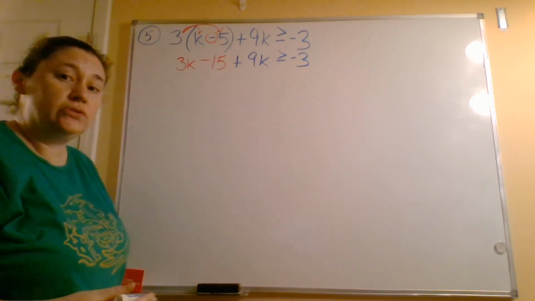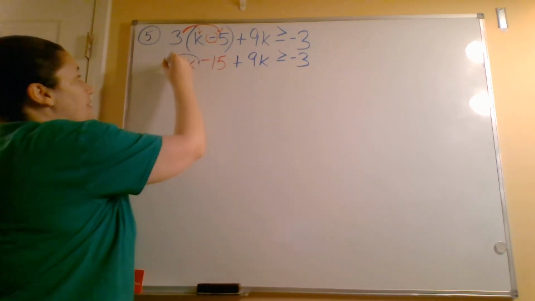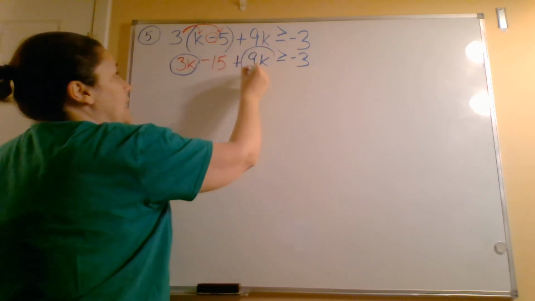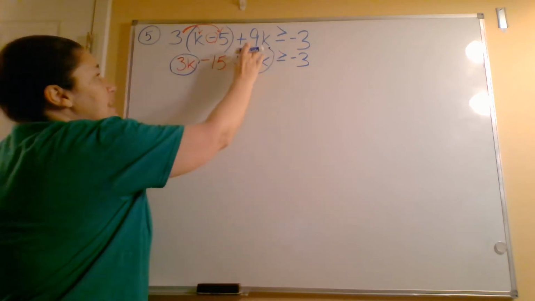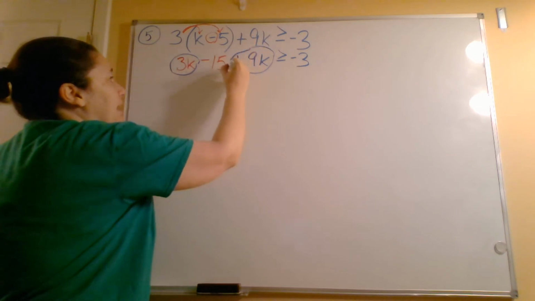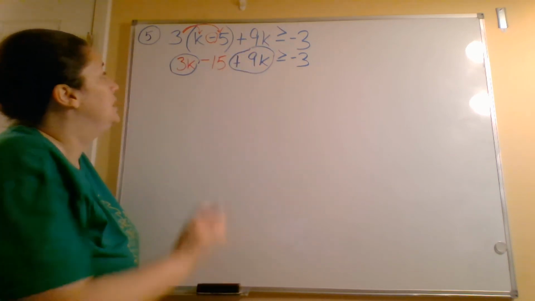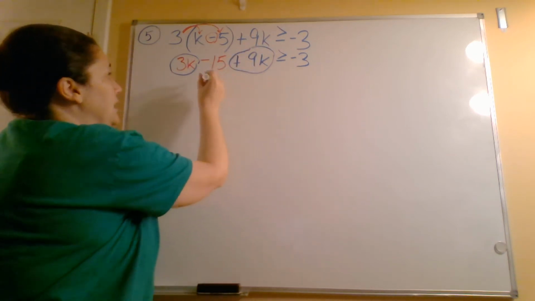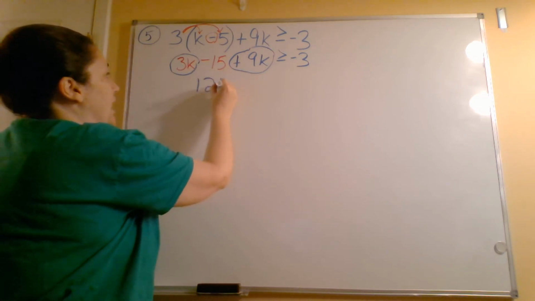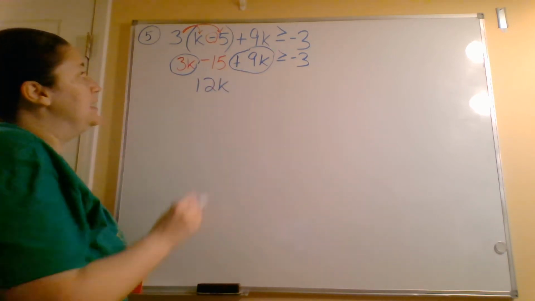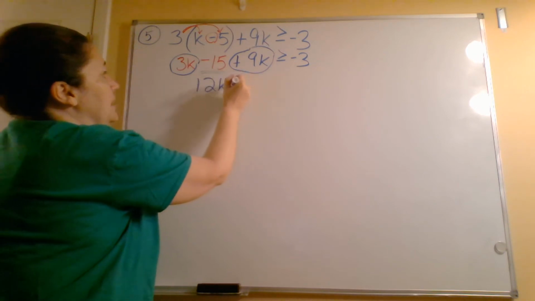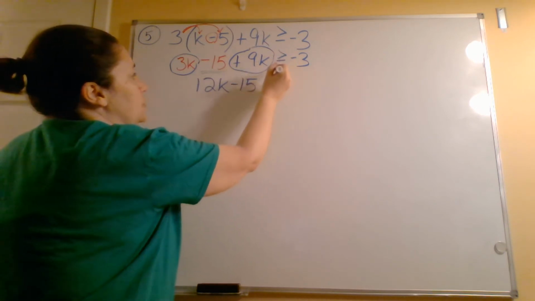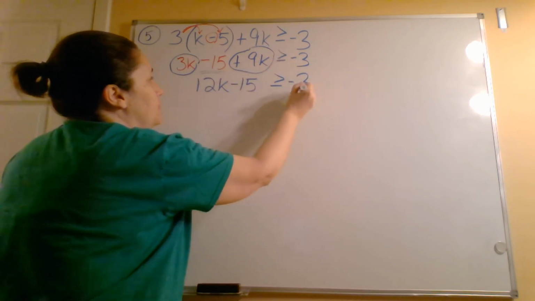The next thing I need to do is to put the k terms together. I have 3k and I have 9k over here. That is a plus 9k. I should circle that plus sign too. 3k plus 9k makes 12k. And then write down the rest of the problem. We have minus 15 is greater than or equal to negative 3.